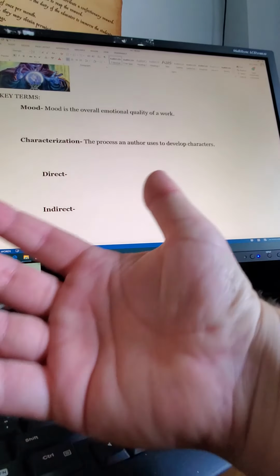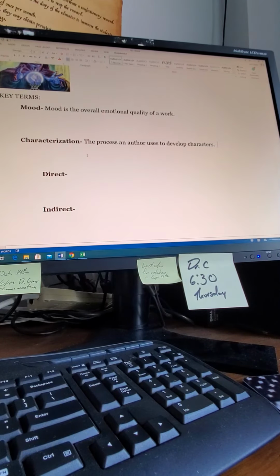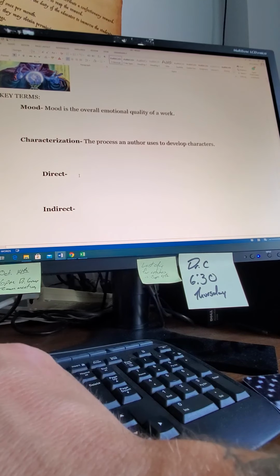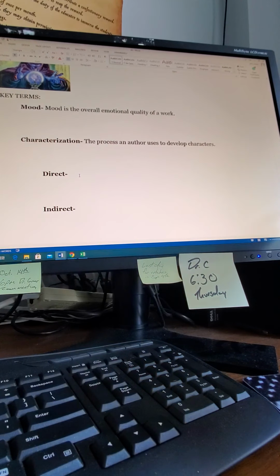It's how the author creates the image of the character in your head. Now, there's indirect and there's direct characterization, but first let's look at direct characterization. This is when the author just flat out tells you, this is what the character's like.